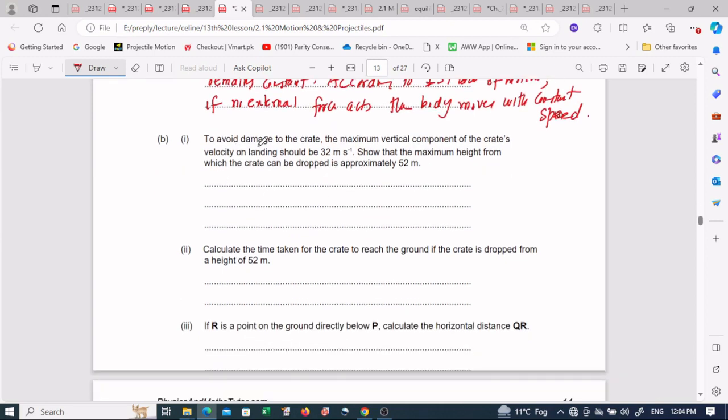Now for part B. To avoid damage to the crate, the maximum vertical component of the velocity on landing should be 32 meters per second. So the maximum vertical component is given, that is Vy equal to 32 meters per second, because V is the final speed. Show that the maximum height from which the crate is dropped is 52 meters. So we have to find the height, and we have to prove that the height must be equal to 52 meters.